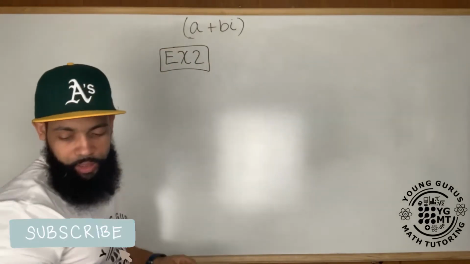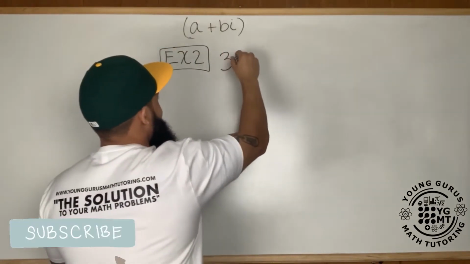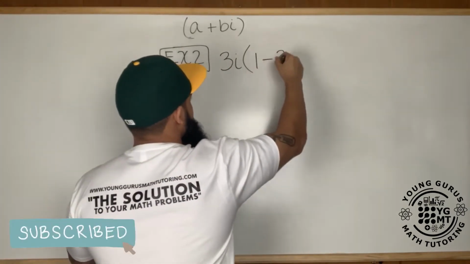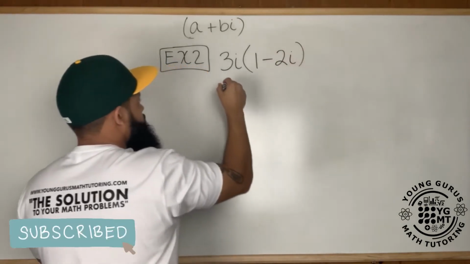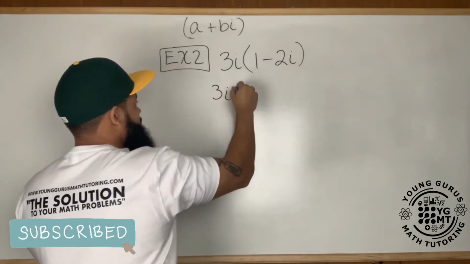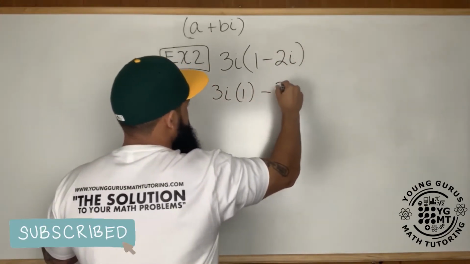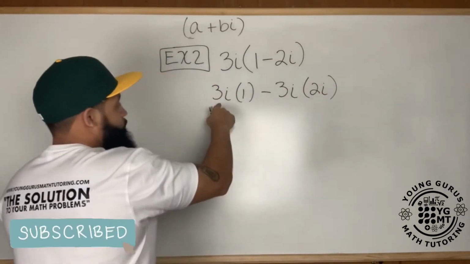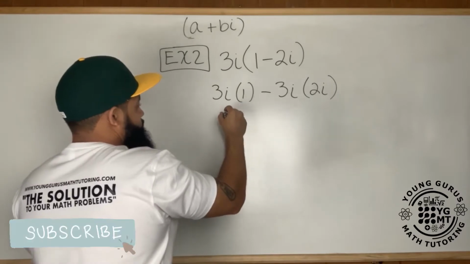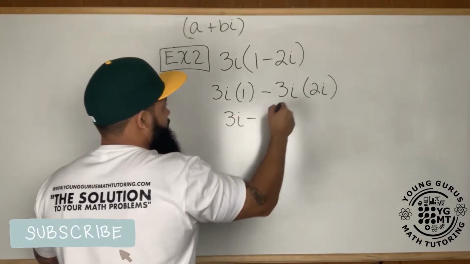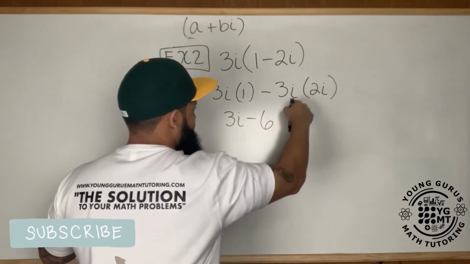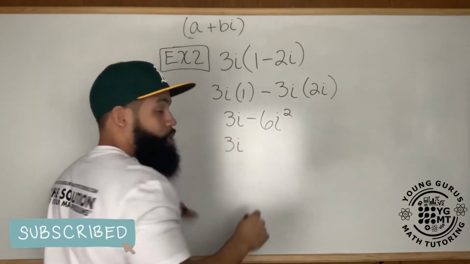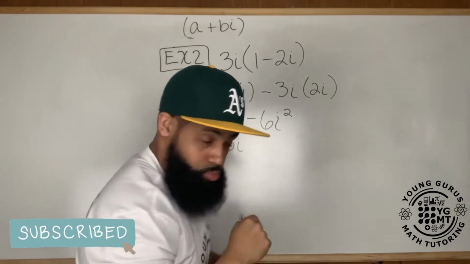Example 2 says 3i times 1 minus 2i. Still going to use the distributive property, so I have 3i times 1 minus 3i times 2i. 3i times 1 is just 3i, minus 3 times 2 is 6, i times i is i squared. But remember, i squared equals negative 1.